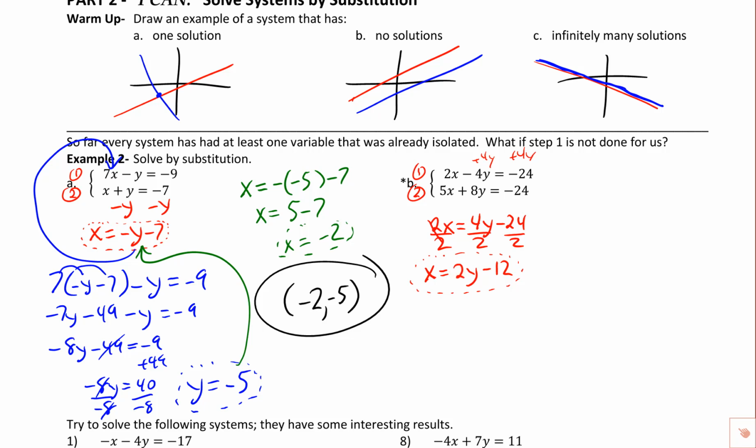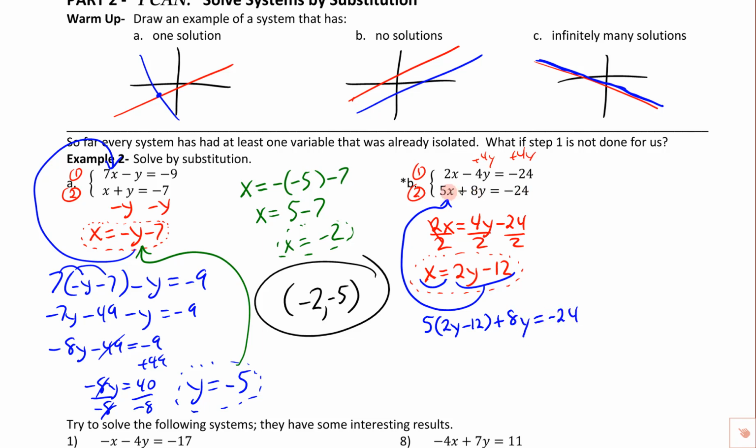So I'm going to change colors again on this one. Wherever there's an x, we can put 2y minus 12 in its place. So I'm going to do that right here. So this is what we're going to write down. This is going to be 5, and then in place of the x, we're going to put 2y minus 12, and then plus 8y equals negative 24.